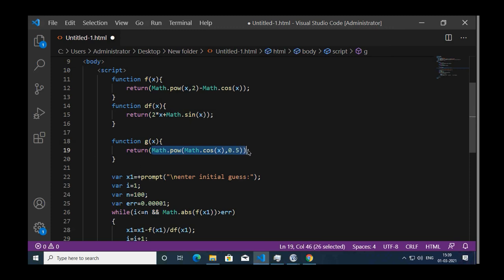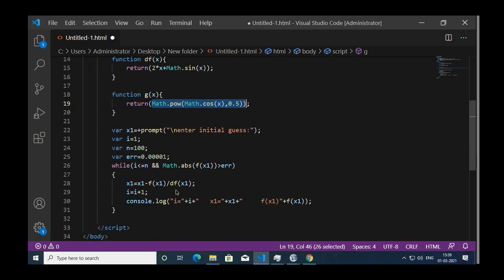So I hope everyone got this equation. See, x square minus cos of x equal to 0, x square equal to cos of x, and then x equal to under root of cos of x. This is the representation of this. That is what we call g of x. Is this clear to everyone? Yes, sir.